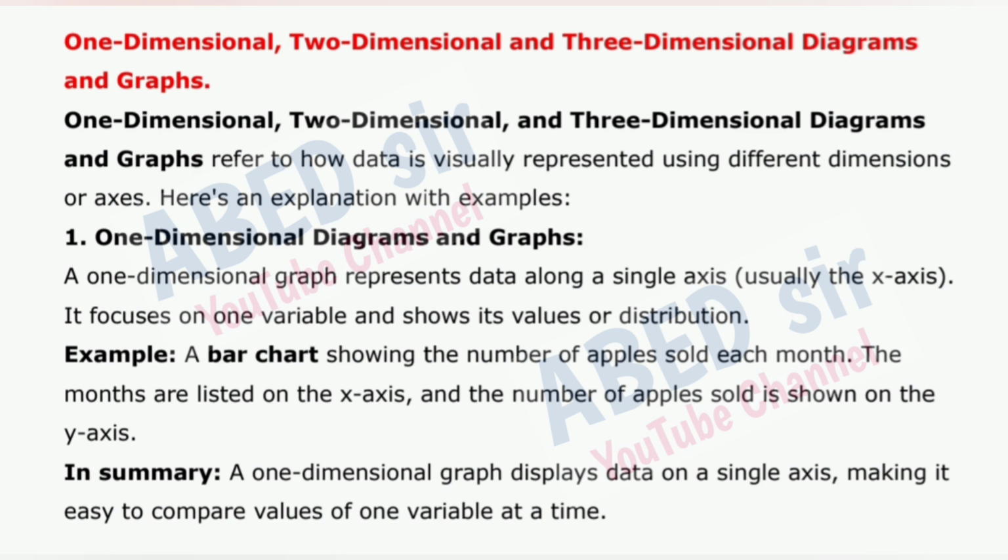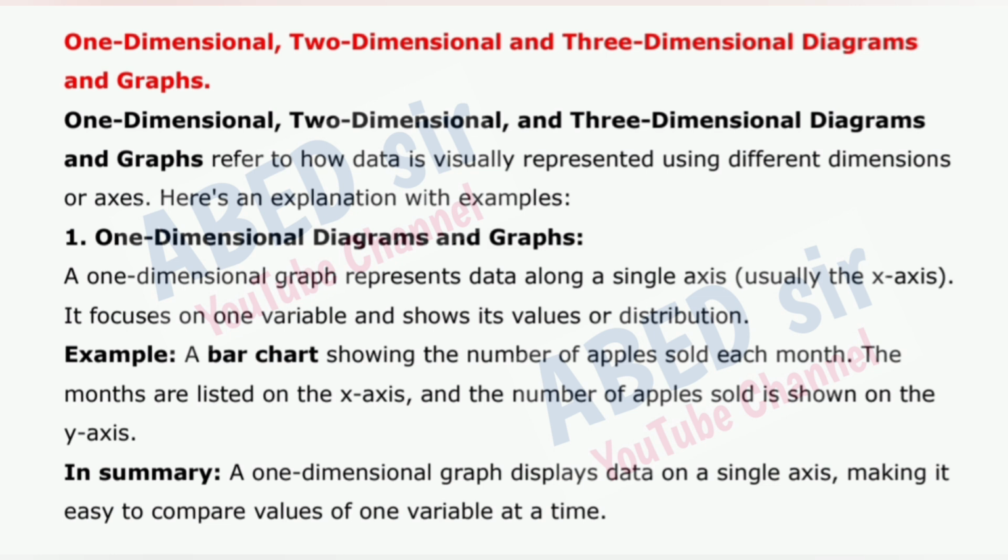A one-dimensional graph represents data along a single axis, usually the x-axis. It focuses on one variable and shows its values or distribution. Example: a bar chart showing the number of apples sold each month. The months are listed on the x-axis, and the number of apples sold is shown on the y-axis. In summary, a one-dimensional graph displays data on a single axis, making it easy to compare values of one variable at a time.